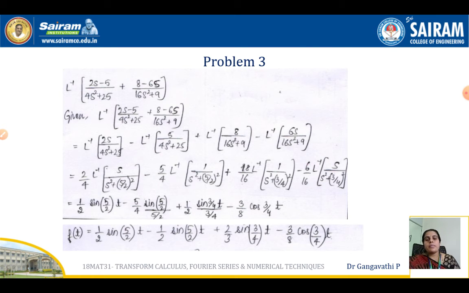So look at another problem. Find L inverse of (2s minus 5) divided by (4s square plus 25) plus (8 minus 6s) divided by (16s square plus 9). So consider the given problem, and now segregate the terms. The numerator can be split up into 2s as one term, 2s by the denominator. The second term is minus 5 by the denominator. This is the first term and this is the second term, plus 8 divided by 16s square plus 9. This is the third term, and minus 6s divided by 16s square plus 9 is the last term.